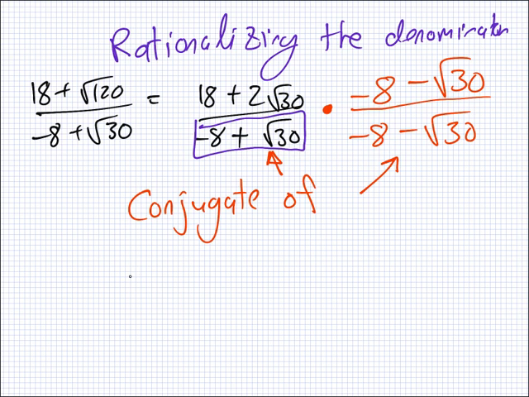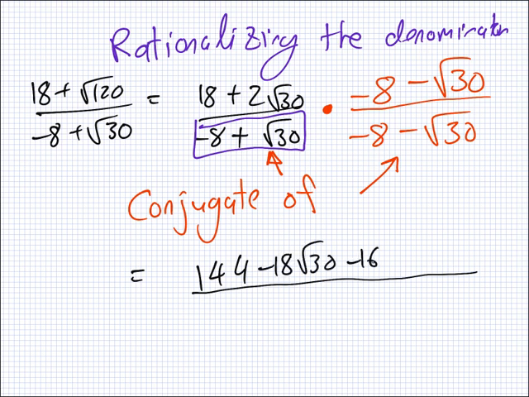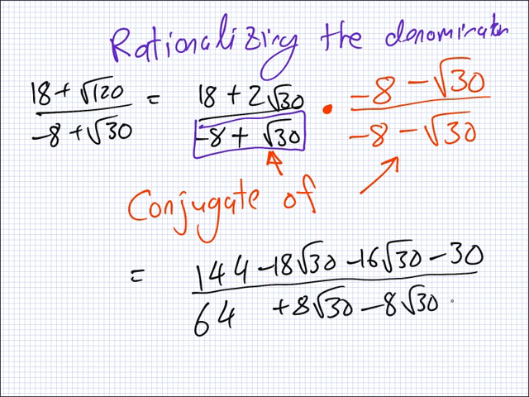Watch what happens. If I multiply on the top, 18 times 8, what's that? 80 and 64. 144, is it? Yeah, 144. And then minus 18 root 30, minus 16 root 30, minus 30 on the top. Let's multiply the bottom. 8 times 8, that's 64. And then we'll have plus 8 root 30, minus 8 root 30, minus 30.